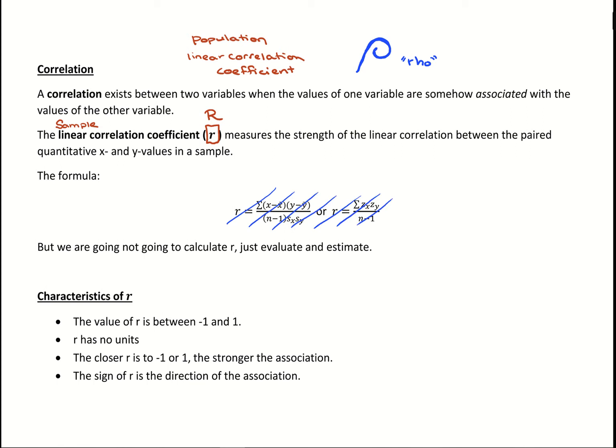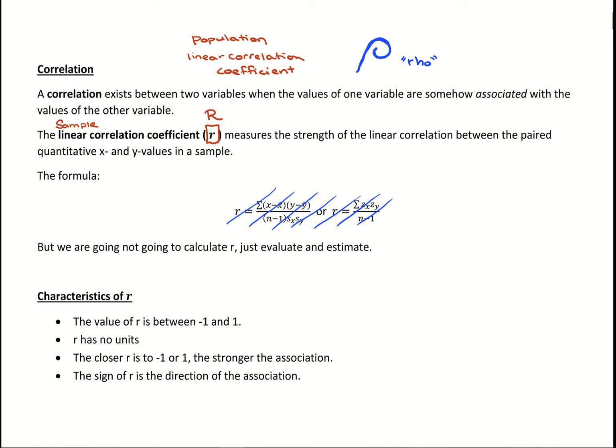So, where that formula exists, don't worry about calculating it. Instead, what we'll do is focus more on, if you're given r, how would you translate it? Or given a scatter plot, what's a likely value for r? But you won't have to find it directly.